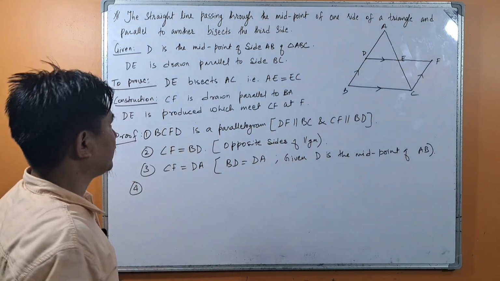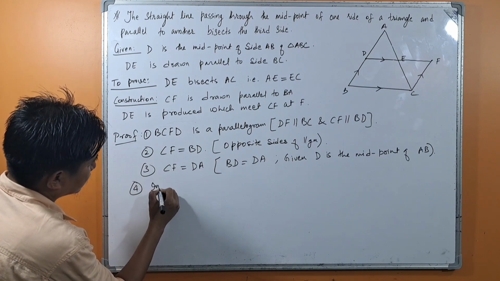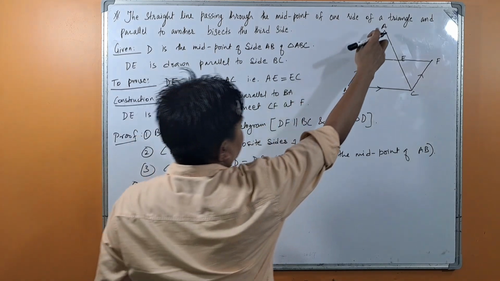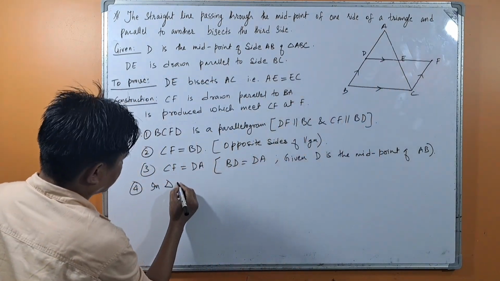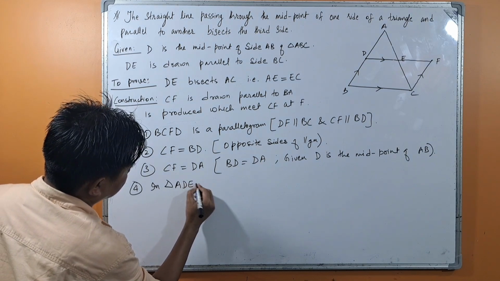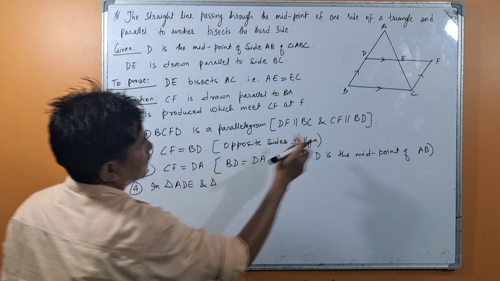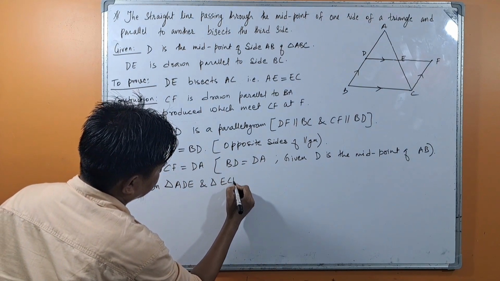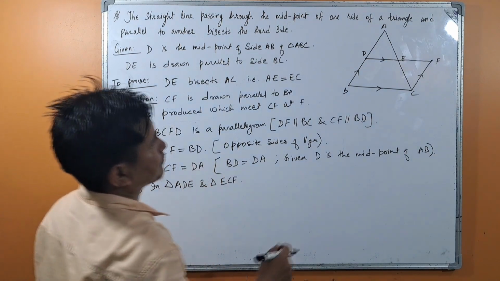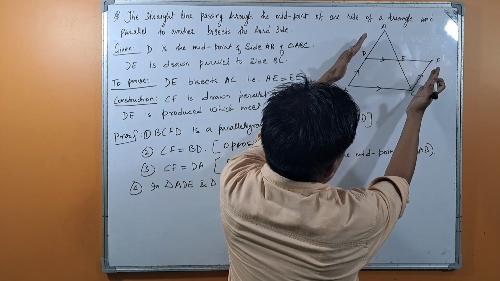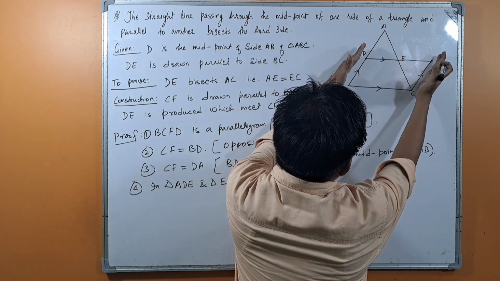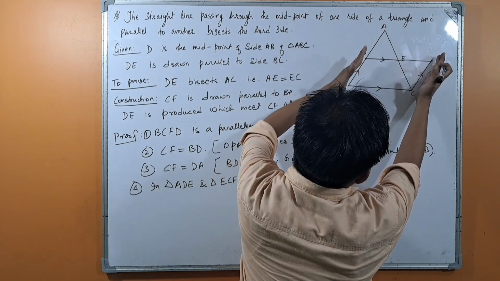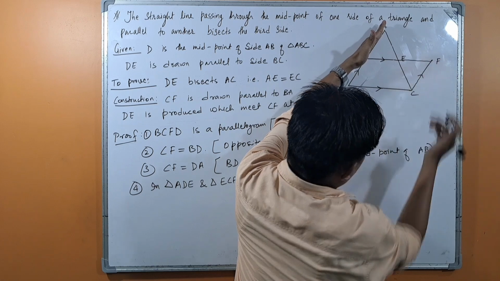Okay. In triangle ADE and triangle ECF we have, let us see these parallel lines. CF is parallel to BA.